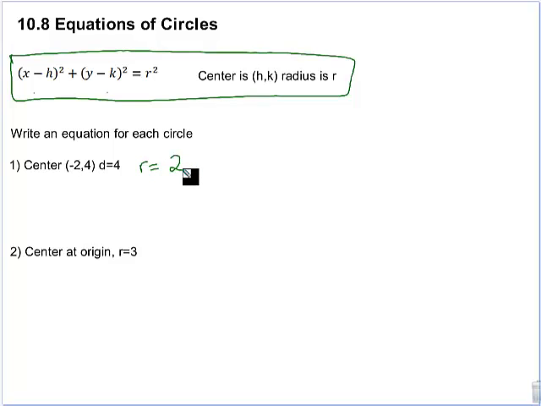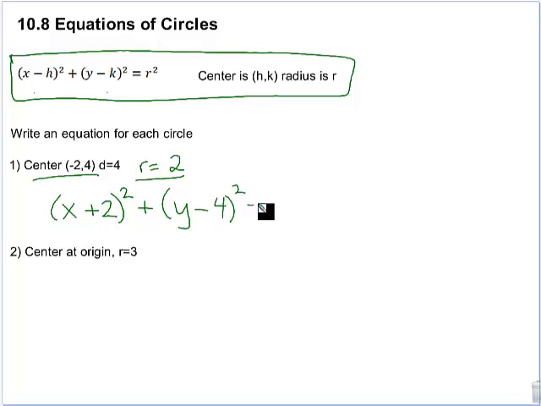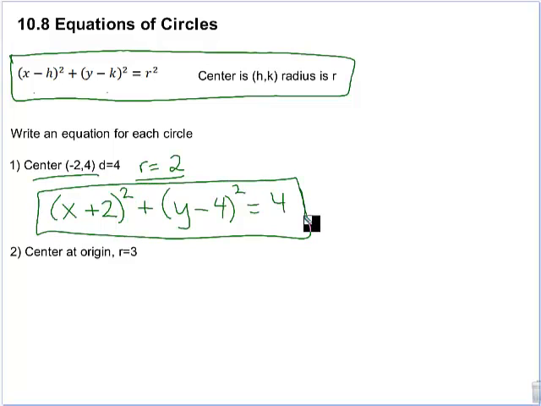Okay, so now we're going to put the radius and the center, and we're going to write it in this formula. So x minus h squared. Our h here is negative 2, so this ends up being x plus 2 squared, and then plus y minus 4 squared is equal to r squared, so 2 squared is 4. There's our equation for our circle.